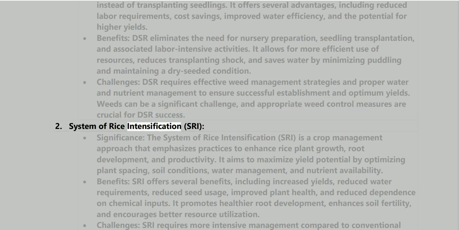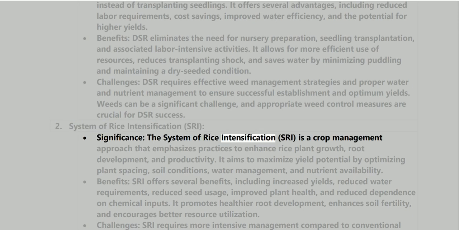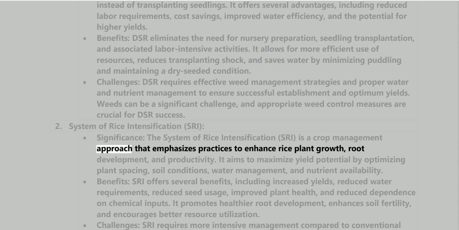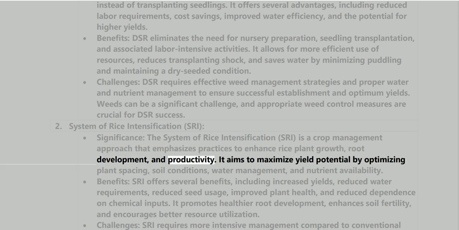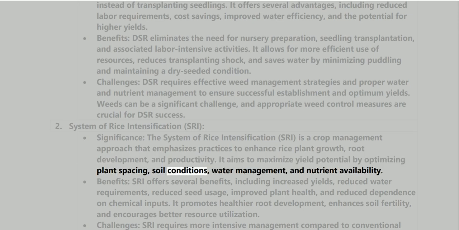2. System of rice intensification, SRI. Significance. The system of rice intensification, SRI, is a crop management approach that emphasizes practices to enhance rice plant growth, root development, and productivity. It aims to maximize yield potential by optimizing plant spacing, soil conditions, water management, and nutrient availability.